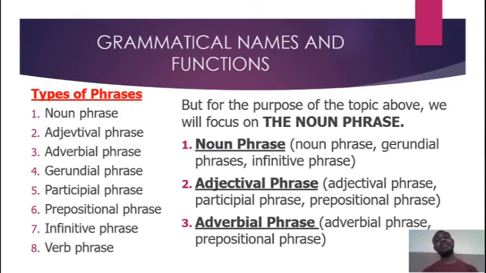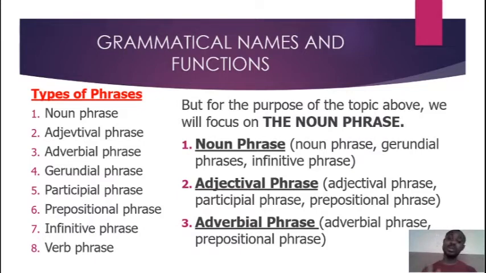All right, now grammatical names and functions, still on the types of phrases. Remember, we're discussing the phrase and an aspect of phrase, the noun phrase. So we're going to take it step by step. There are so many types of phrases, and we have about 8 there. We have the noun phrase, the adjectival phrase, the adverbial phrase, the gerundial phrase, the participial phrase, the prepositional phrase, infinitive phrase, and verb phrase. All of these are types of phrases.